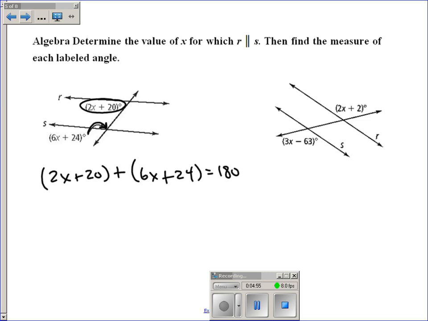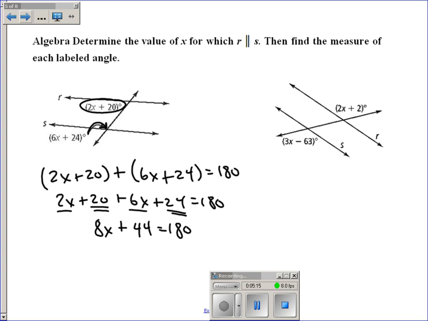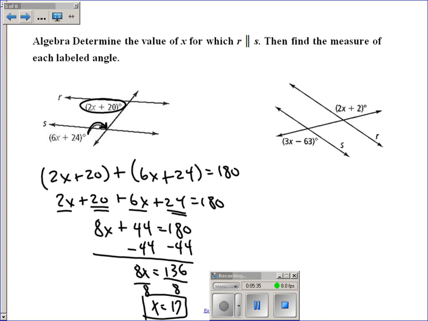So I remove the parentheses. 2x plus 20 plus 6x plus 24 is equal to 180. Combine like terms, 2x plus 6x is 8x, and 20 plus 24 is 44, equal to 180. So I subtract 44 from both sides, and 8x is equal to 136, and divide both sides by 8, and x is equal to 17. And that's x. You plug it back in.